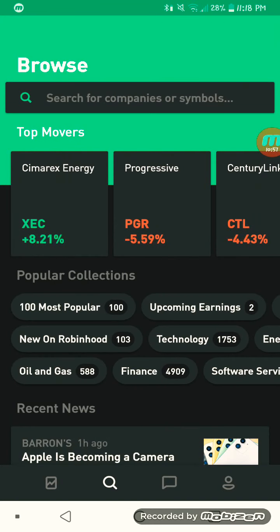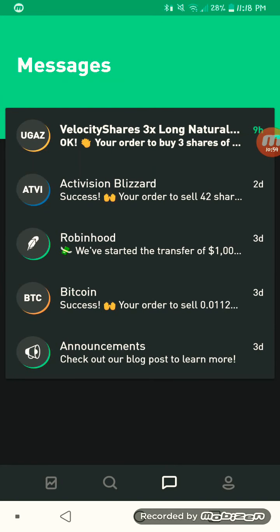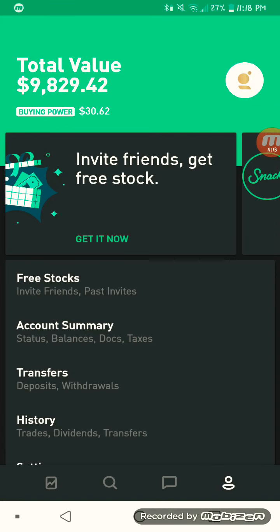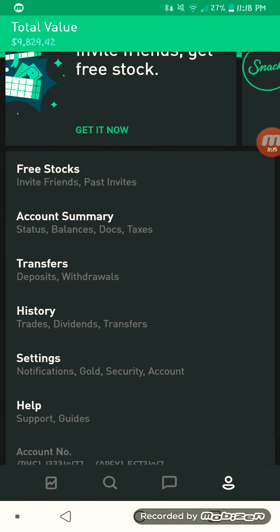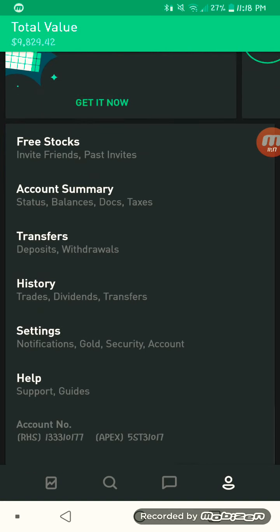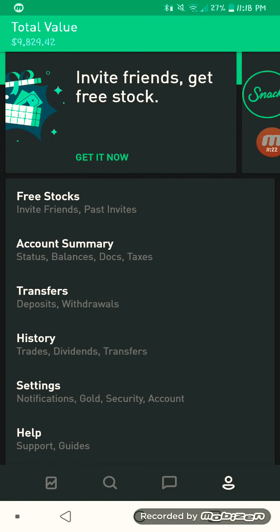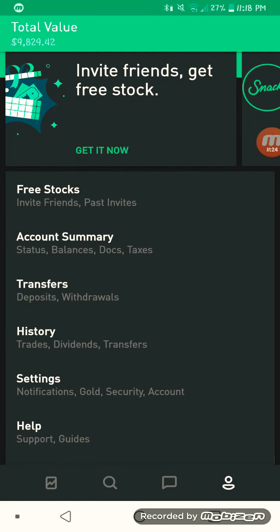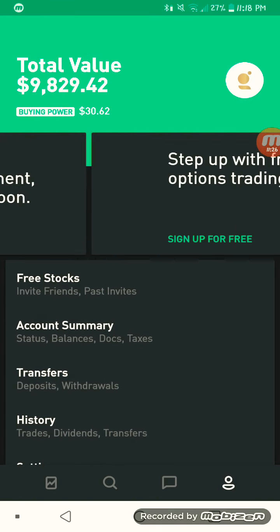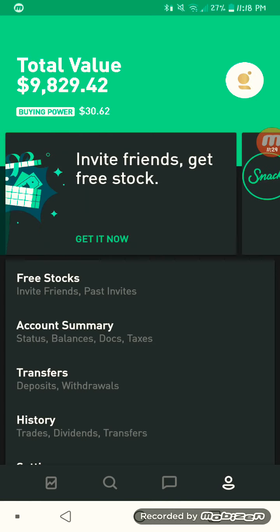They recently added this chat tab, which is kind of weird. I'm still learning about it, but it tracks every single order that you place, and it's sort of like communication about your overall trades. And then your personal tab right here, where you can access a little bit more detailed information regarding your account. So yeah, pretty cool. Free stocks, account summary, transfers, history, settings, and help. Yeah, so there you go. It's pretty easy to use.